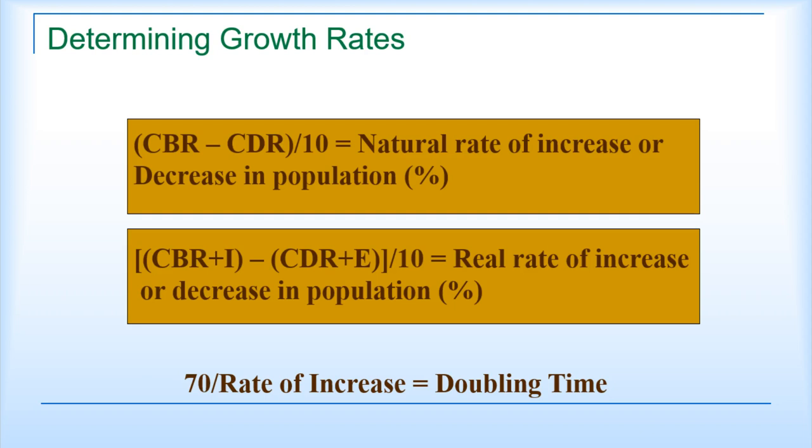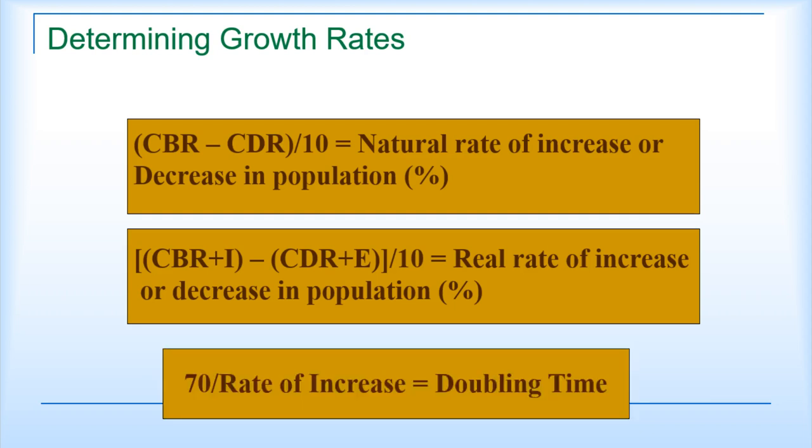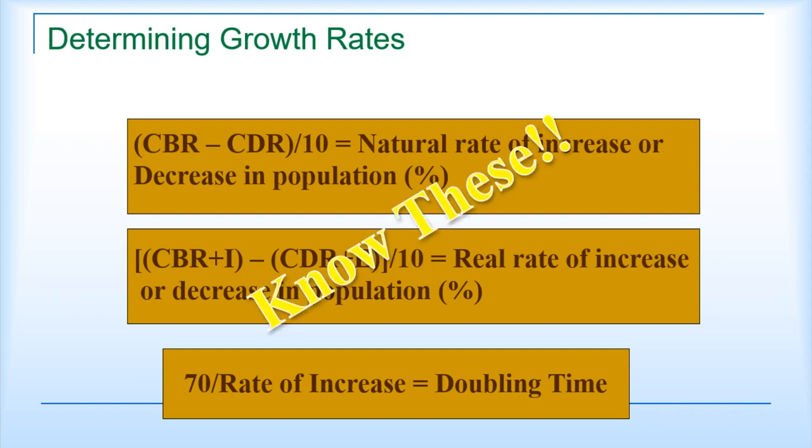Now, once you get this growth rate, you can actually figure out how long it'll take for a population to double, and that is the doubling time equation, and it is 70, which is a constant, divided by the rate of increase, right, which you convert to a percentage, and that will give you the doubling time. You need to know these equations.